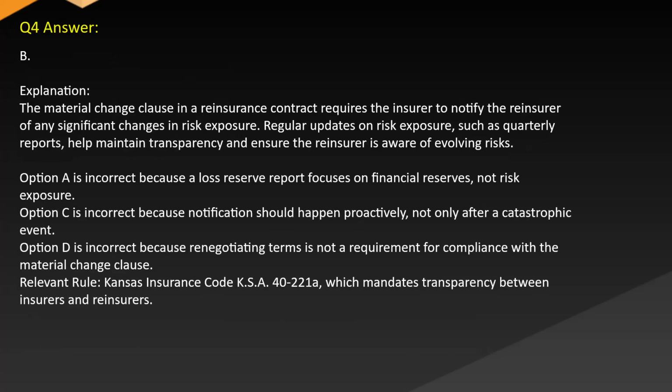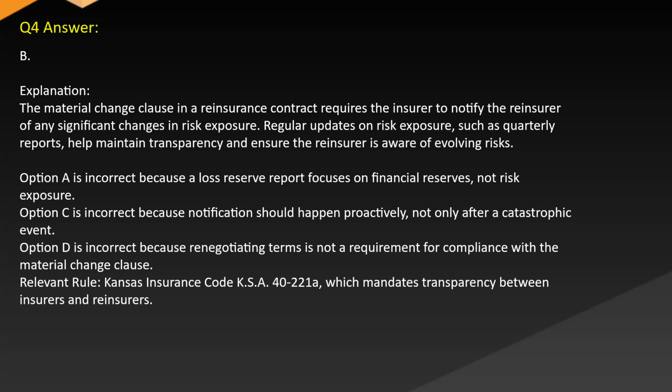Answer: B. Explanation. The material change clause in a reinsurance contract requires the insurer to notify the reinsurer of any significant changes in risk exposure. Regular updates on risk exposure, such as quarterly reports, help maintain transparency and ensure the reinsurer is aware of evolving risks. Option A is incorrect because the loss reserve report focuses on financial reserves, not risk exposure.